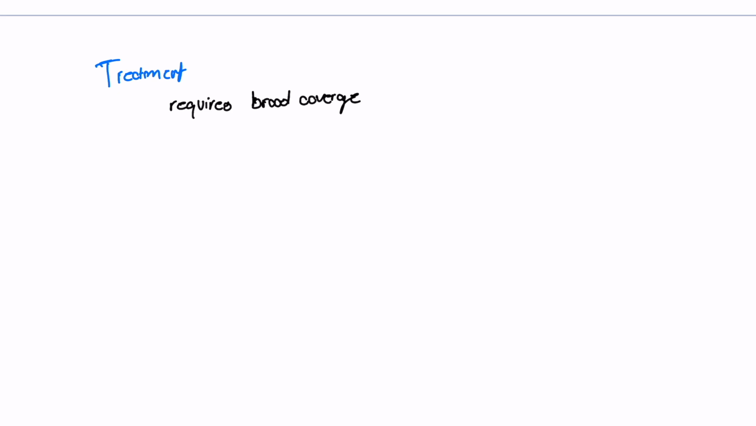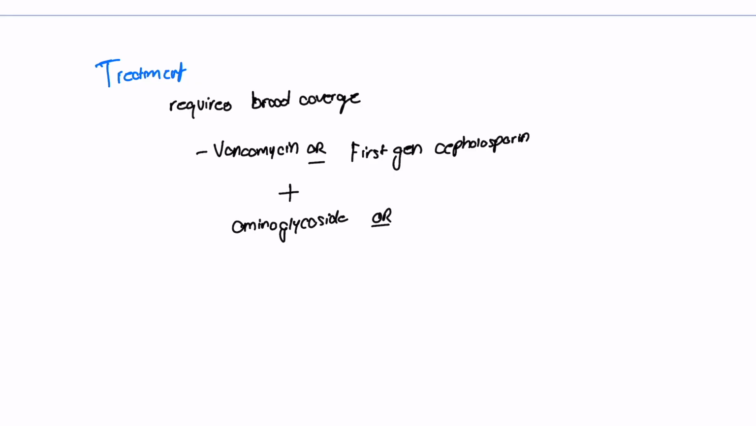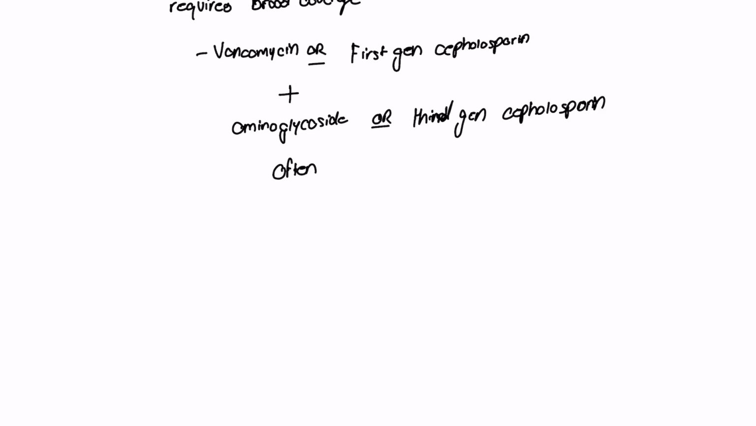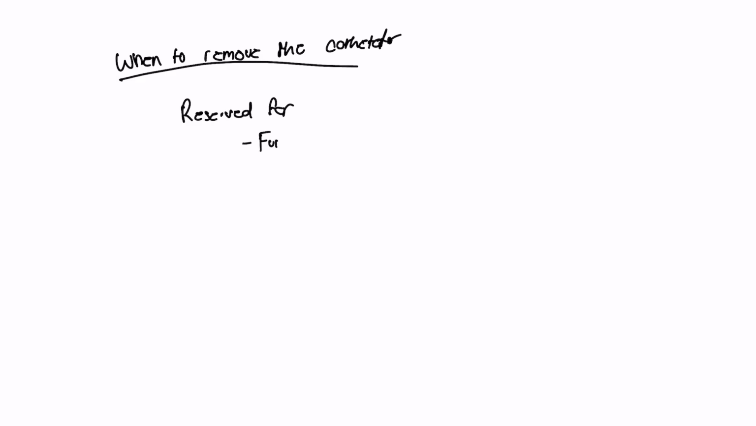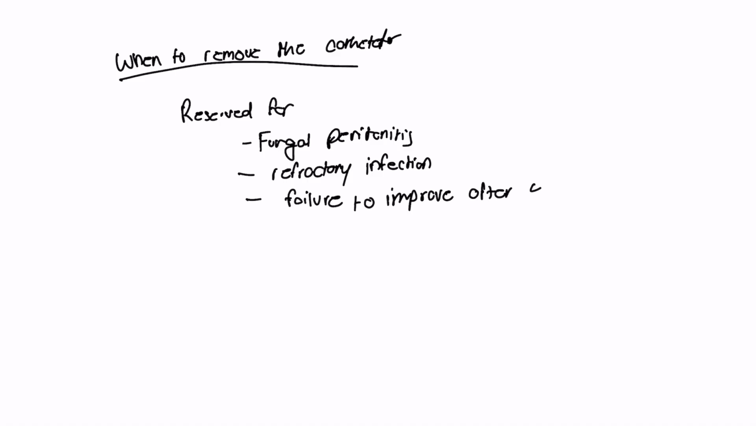Treatment requires broad coverage, so you can use vancomycin or a first-generation cephalosporin, plus an aminoglycoside or a third-generation cephalosporin. These antibiotics are often given intraperitoneally. That's important. When to remove the catheter. The catheter does not automatically need removal for everything. It's typically only reserved for fungal peritonitis, refractory infection, or failure to improve after 4 to 5 days of antibiotic treatment.